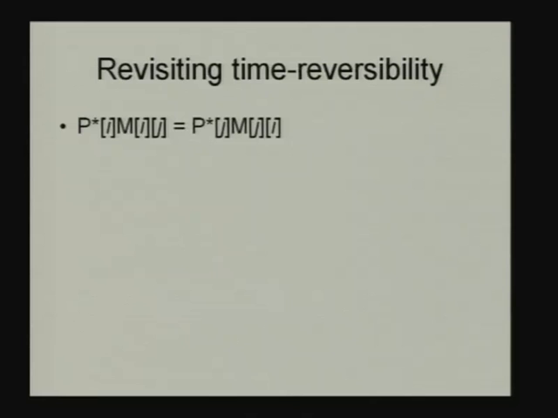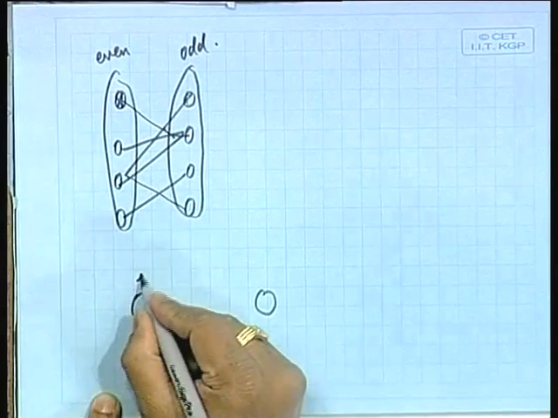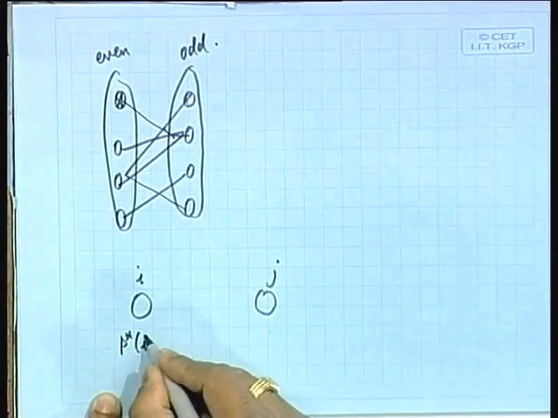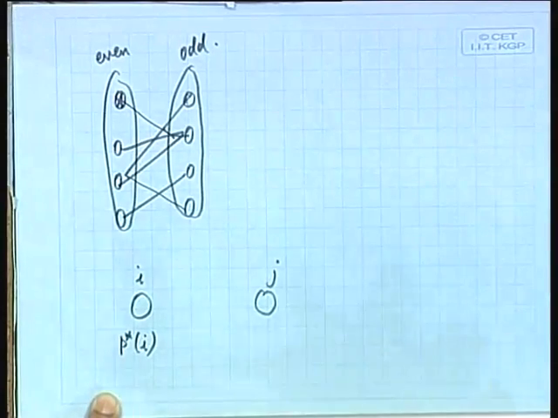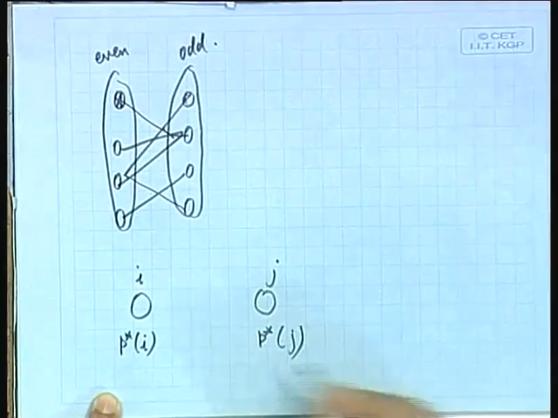And a few more points about time reversibility. So, if P star i is the stationary distribution, then what time reversibility means is, suppose you are in this node, consider this particular case, this is node i, this is node j. The probability of you being here in a steady state condition is P star i, and you being here is P star j.